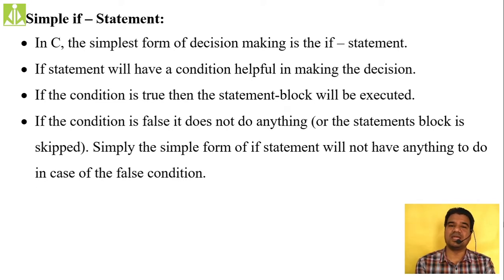There is nothing like in case of false it will evaluate something. Only in case of true it will evaluate some block of code, the true block. So the simple if statement is going to have only the true block. It is not going to have any false block. Whenever the condition becomes true, it will evaluate the true block, and whenever the condition becomes false, it will skip that true block. Skipping of the true block is done only with the help of the simple if statement. There is nothing like a false block in the simple if statement.